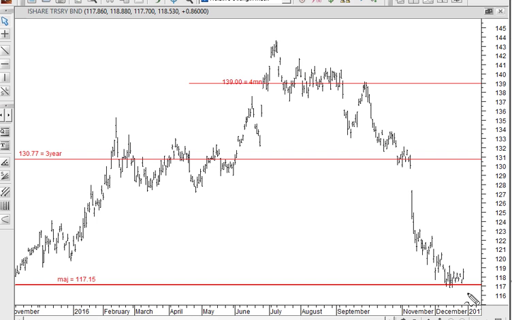Just mention again that price below that level, 117.15, with time printed down here, would be a worrying development for bonds. Let's hope this major support level holds here.